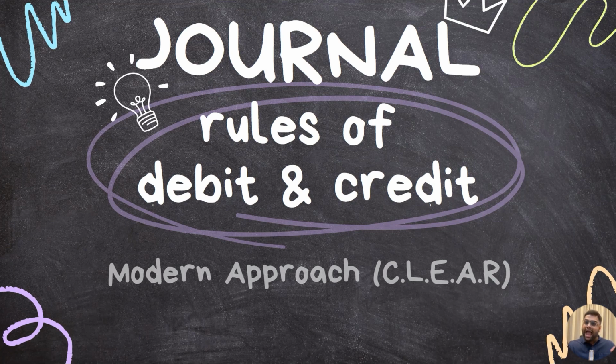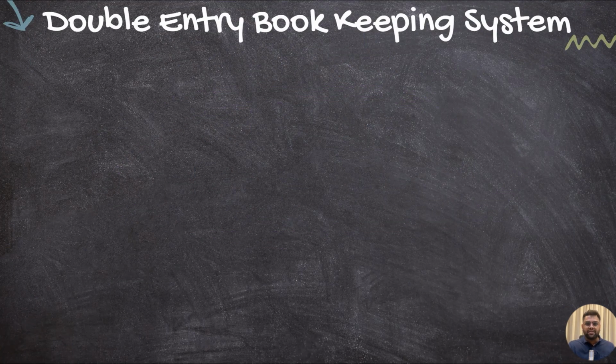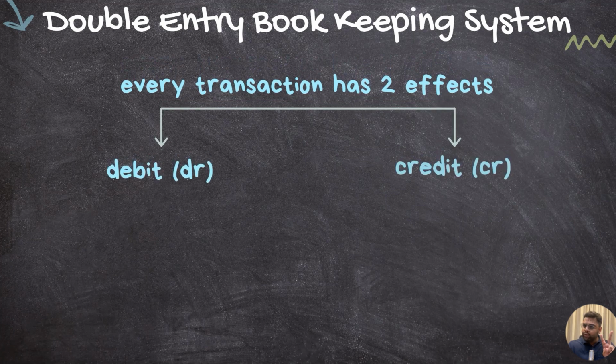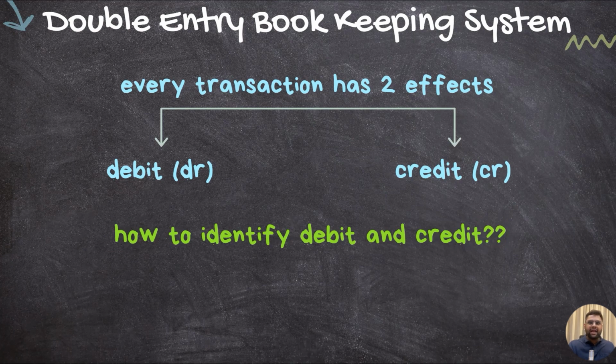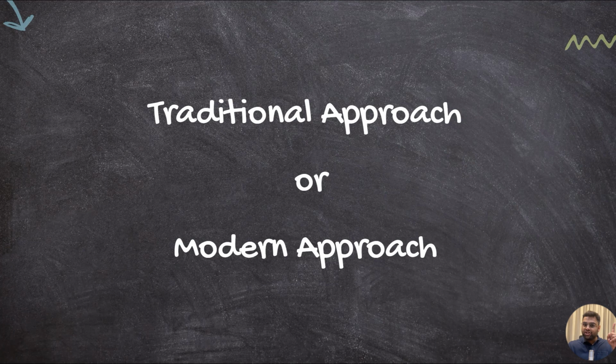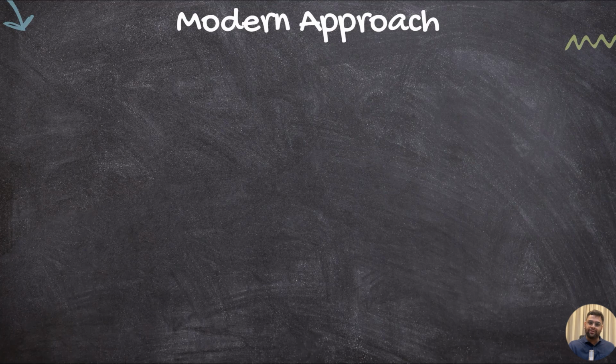Let's start. As per the double entry bookkeeping system, every transaction has two effects. There is a debit effect and there is a credit effect. But how to identify what is debit and what is credit? For that, we have two approaches, traditional approach or modern approach. In this video, we'll be covering the modern approach.